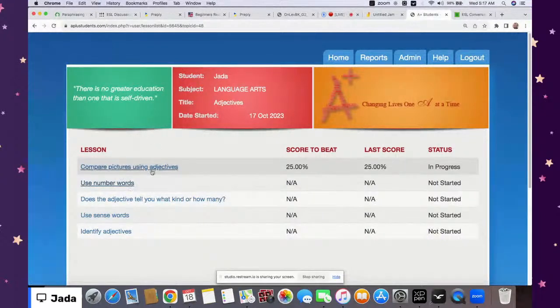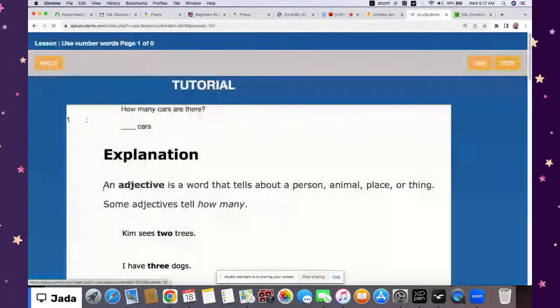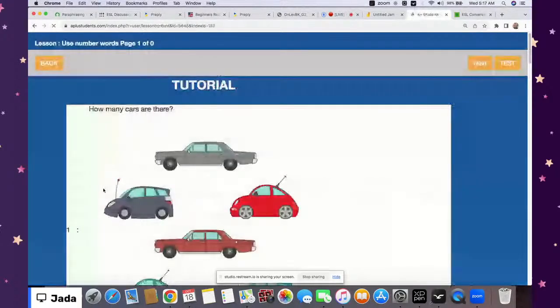Okay. So use number words. How many cars are there? Okay. So we have number words.